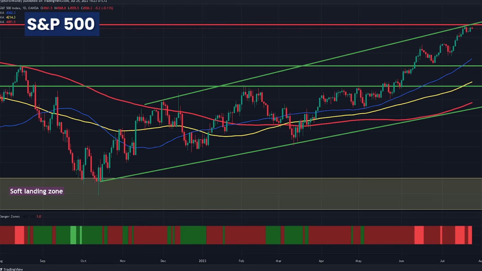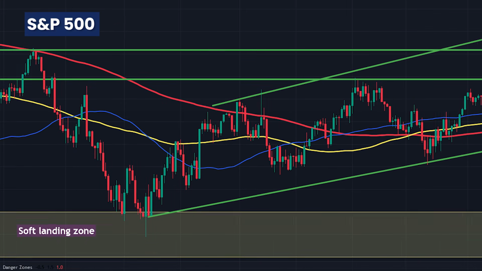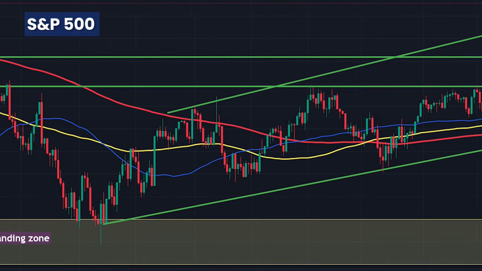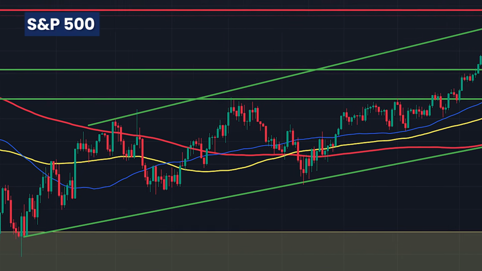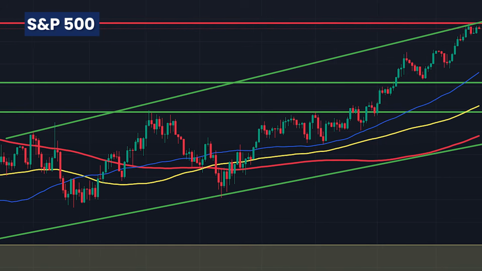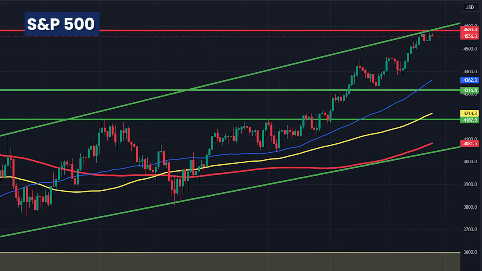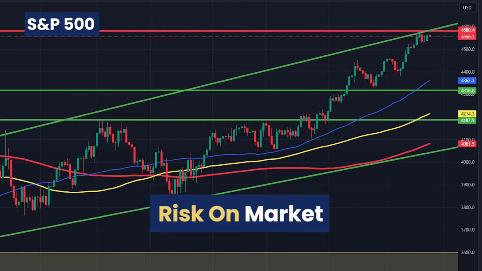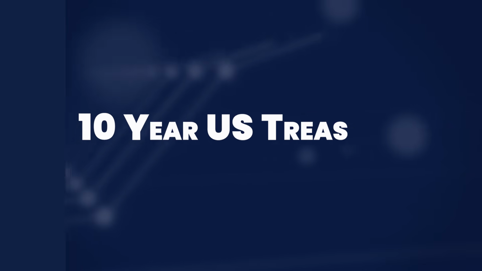Looking at the same period of price development that we just looked at for the US dollar index, we can see that the S&P 500 had actually a very positive return for that period of time, rising from around 3,500 points to almost 4,600 points. This is a sign of a risk-on market.